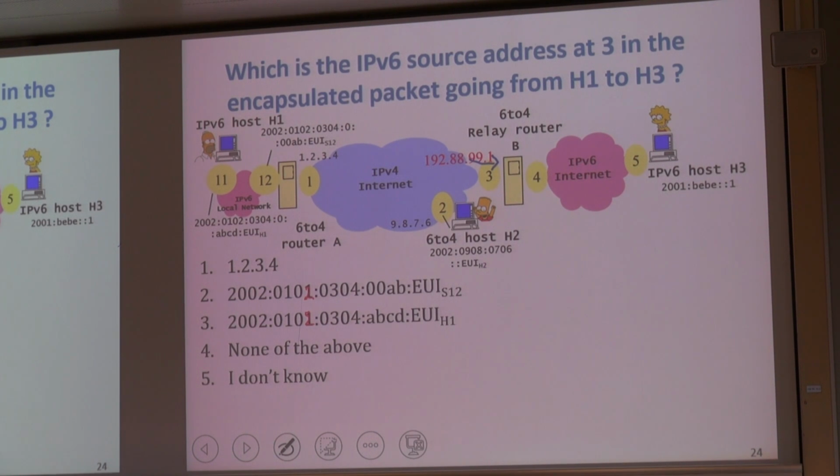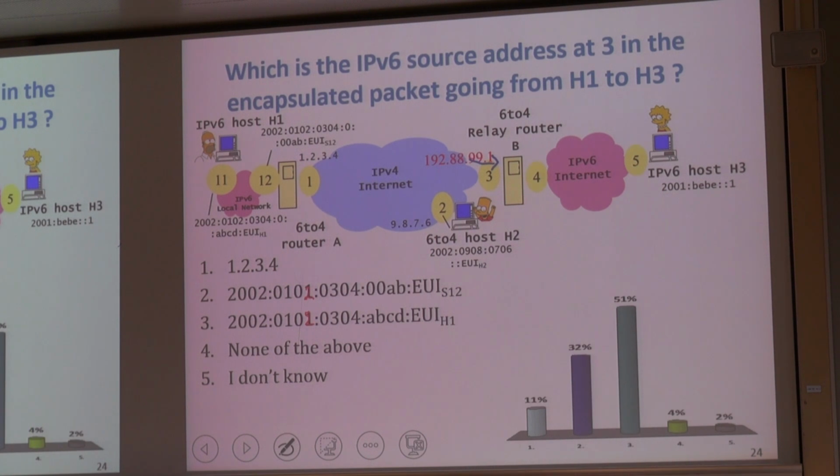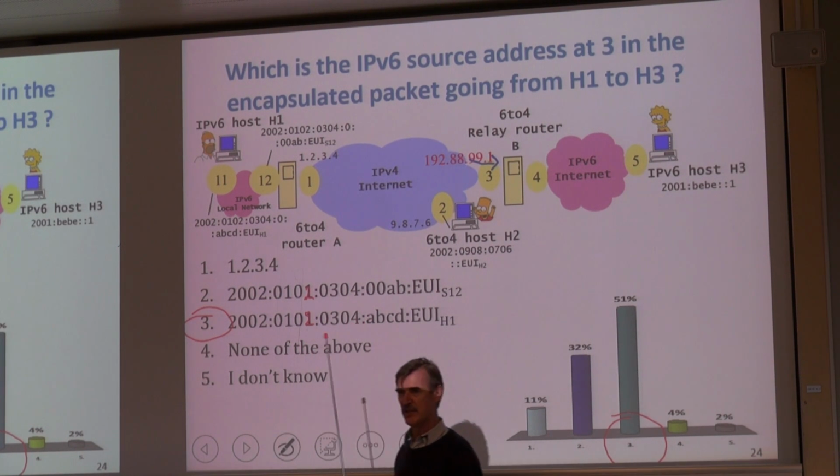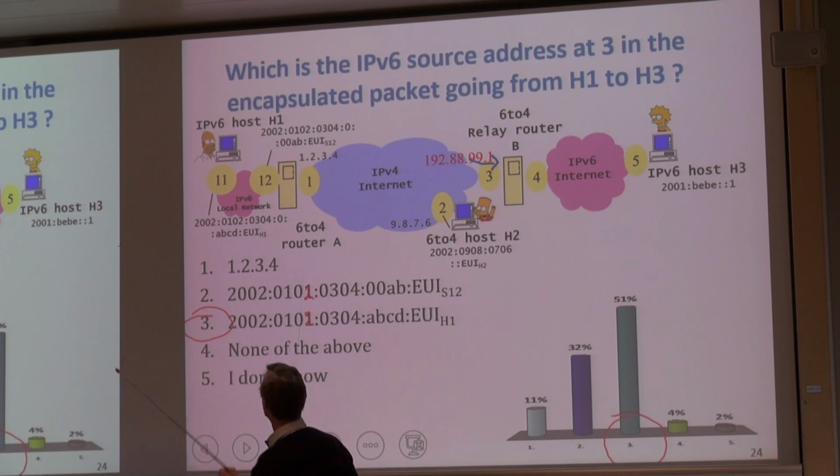Let's look at your solutions. I close the poll. And of course, the majority is right. The correct answer is 3. It is the IPv6 address of H1. In other terms, when we do 6to4, we have normal IPv6 connectivity. It's just the things are a bit weird, but the weird things are not visible here.